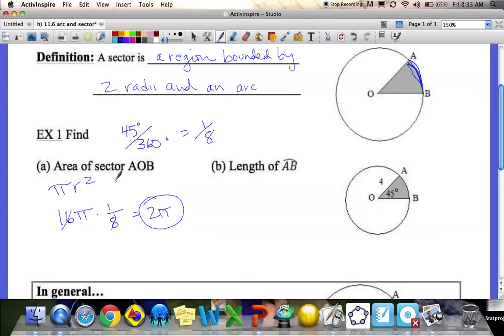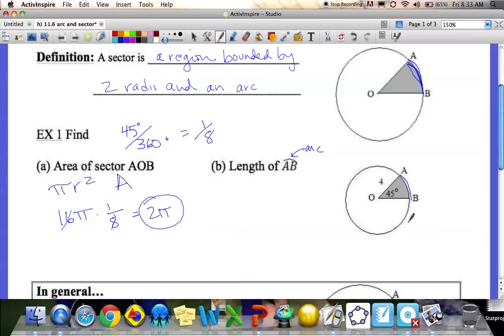The length, which on your sheet they call length of arc. Notice the arc symbol is a little curvy arc, right? So the length of arc AB would be the length just from here to here.